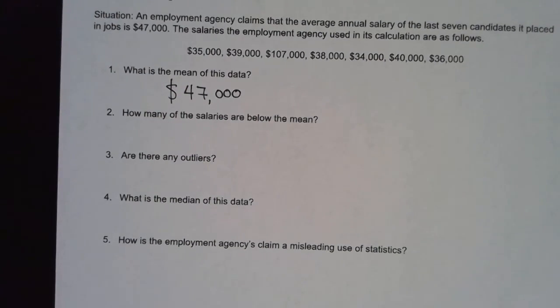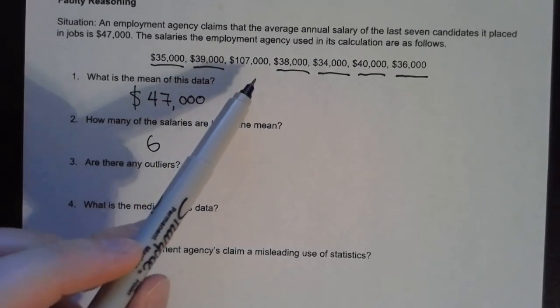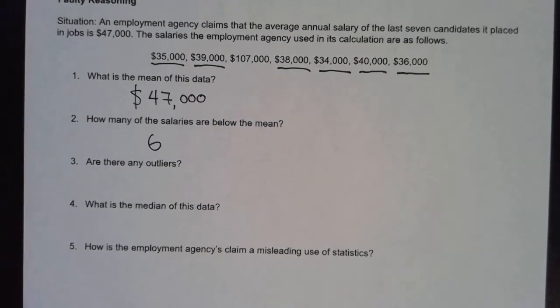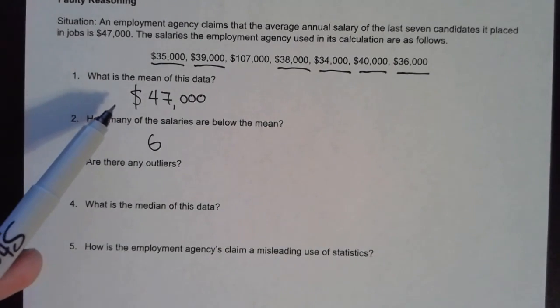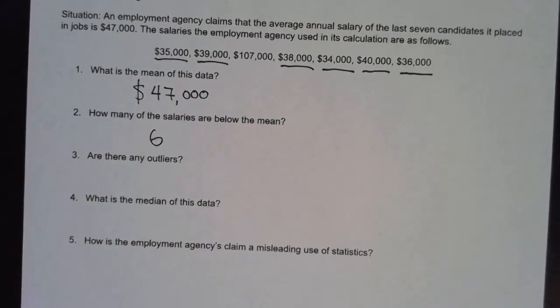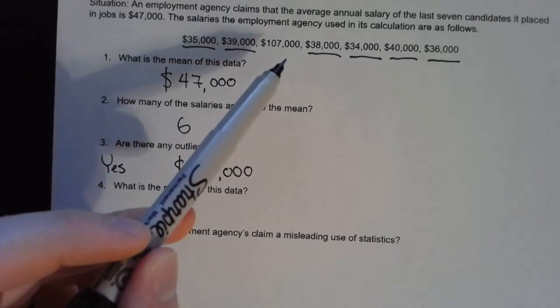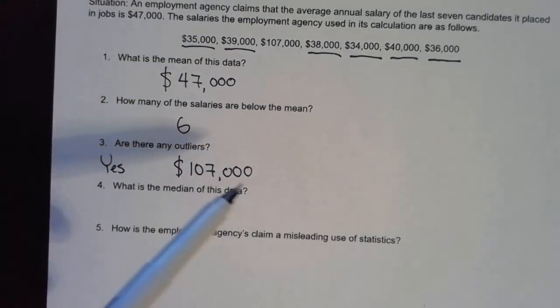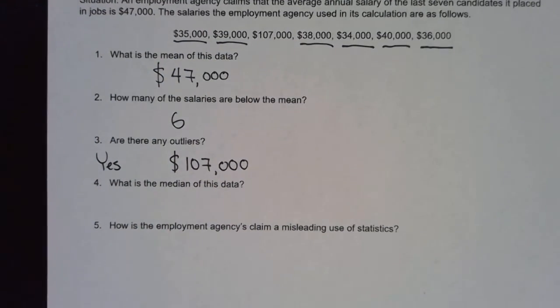How many of the salaries are below the mean? 6 of them are, all of them except for this 107,000. So already saying this is the average when most of these figures are below this, all of them except 1 are below this. 3, are there any outliers? Yes, this 107,000 is definitely an outlier. This is much larger than every other figure we're given.